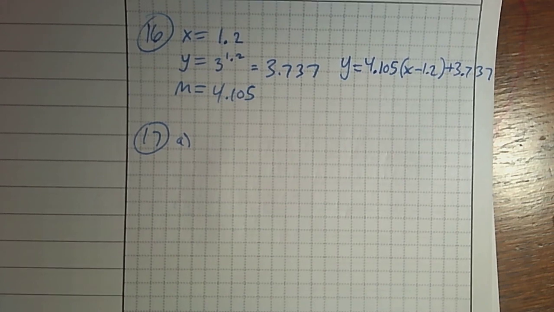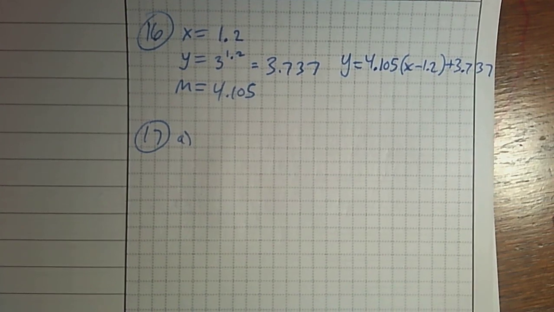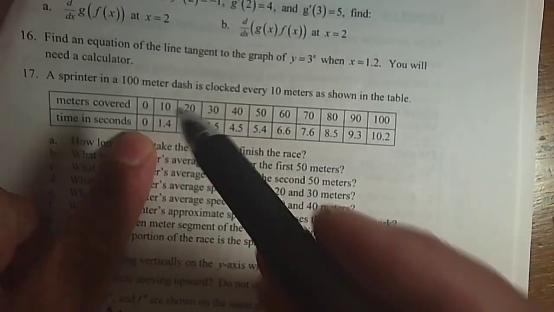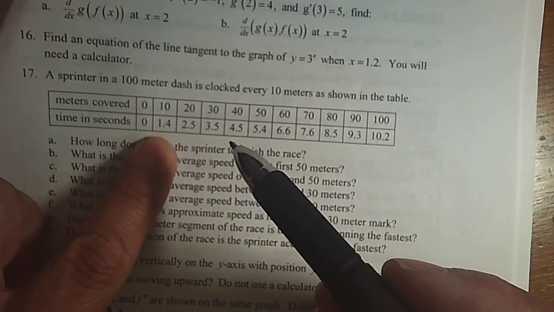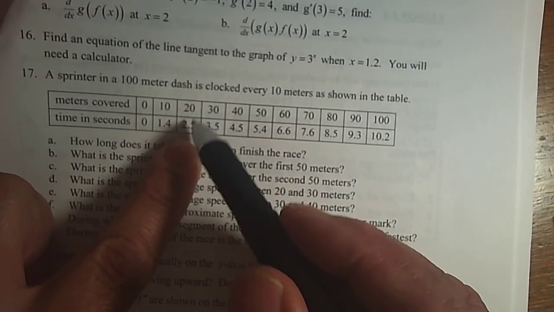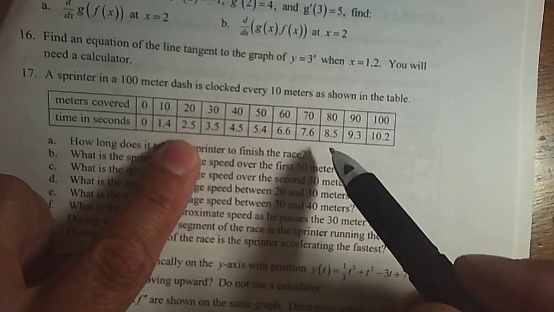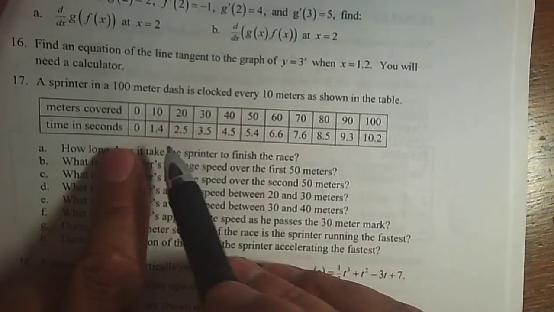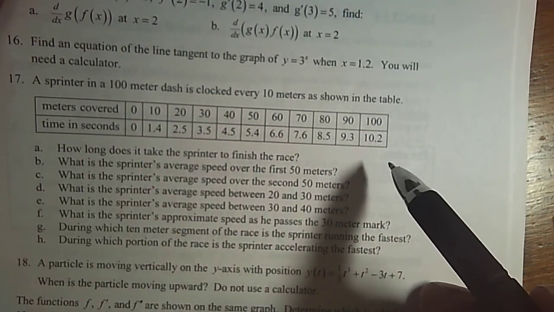So a sprinter in a 100-meter dash is clocked every 10 meters as shown in the table. So that table, it is continuous. It's just that every 10 meters data is recorded, even though there would be meter 1, meter 2, meter 3, and so on. So to understand what table you're looking at, we start at 0. In 10 meters, it's 1.4 seconds. Then at 20 meters, to get there, it took 2.5 seconds. And you can see every one until we get to 100 meters. At the end, the entire time it took to get to 100 meters is 10.2.